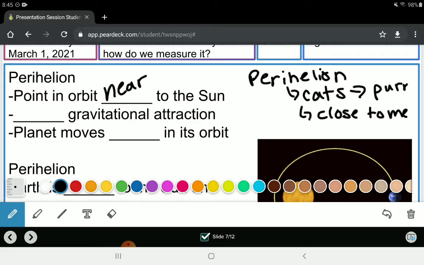So when the Earth is at its perihelion, so when it is nearest to the sun, it has more gravitational attraction to the sun, and the planet actually moves faster in its orbit.